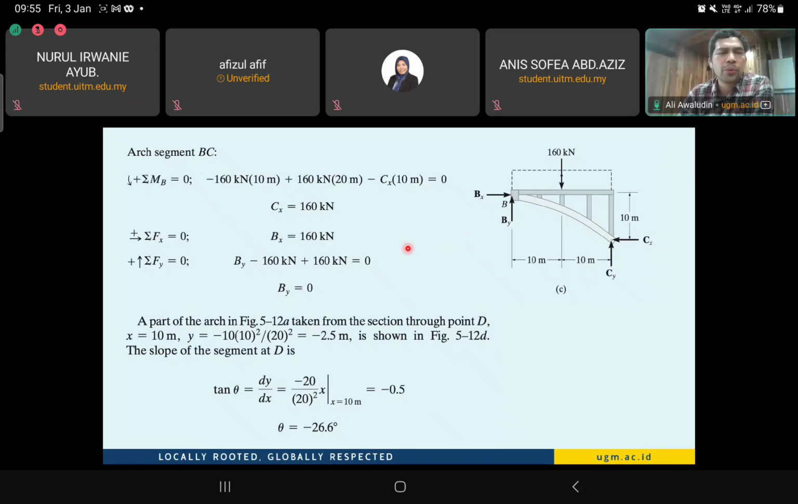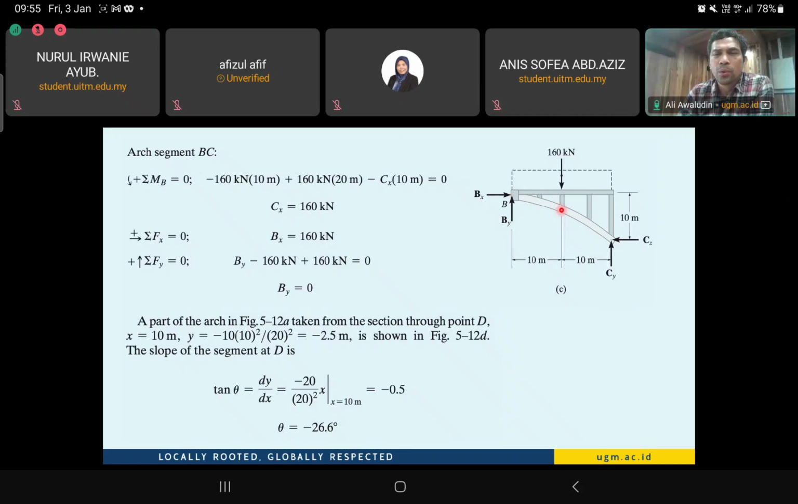Again, here we see that By is equal to 0, because the vertical force is 160 here and 160 there, so we have no vertical force at point B. So By equals 0, and Bx equals Cx, because the horizontal forces have to be equal. So we have 160 kilonewton at Bx going to the right direction. So we have all these reaction forces on one hand. Okay, so now we are coming to point D.